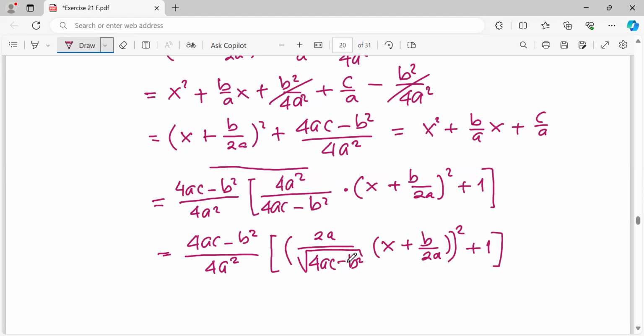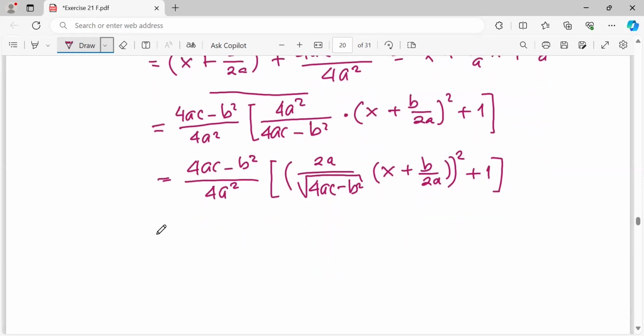Okay, so if you look at why it becomes the square root of 4ac minus b squared, because look, this is 4a squared being 2a. Because it becomes squared here, if I create this square, the square root of 4ac minus b squared, squared, becomes 4ac minus b squared. That is the simplification from this form.